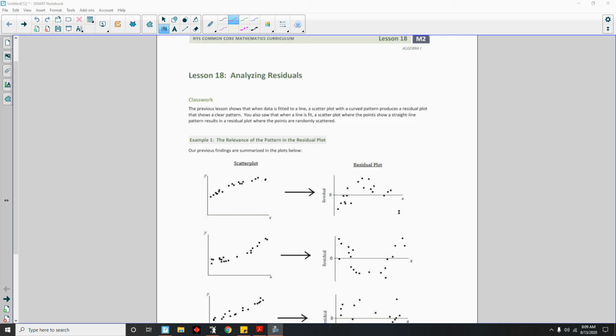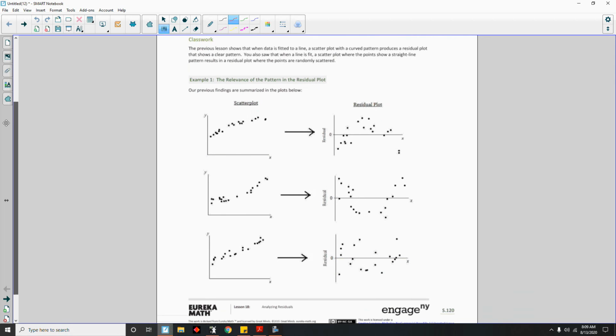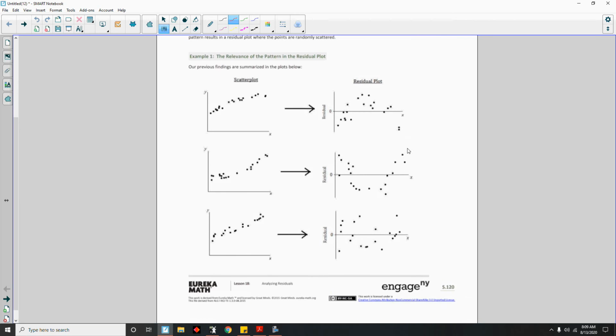Welcome to Lesson 18, Analyzing Residuals. So we're talking more about residuals in this lesson. Classwork. The previous lesson shows that when data is fitted to a line, a scatter plot with a curved pattern produces a residual plot that shows a clear pattern. You also saw that when a line is fit, a scatter plot where the points show a straight line pattern results in a residual plot where the points are randomly scattered. So example 1 looks at the relevance of the pattern in the residual plot. Our previous findings are summarized in the plot below.